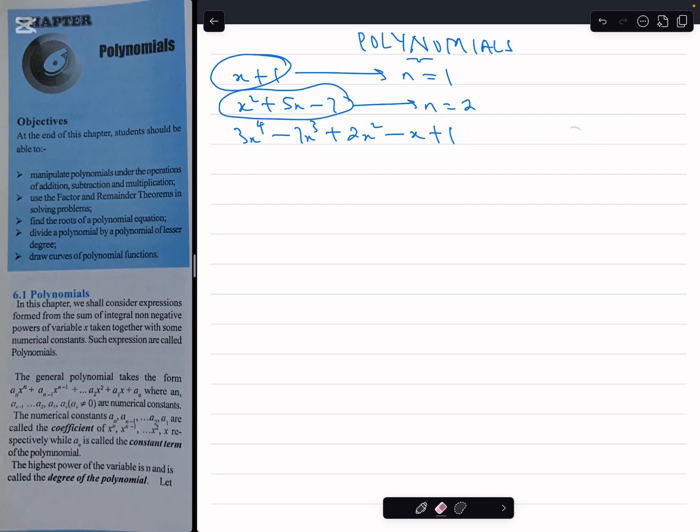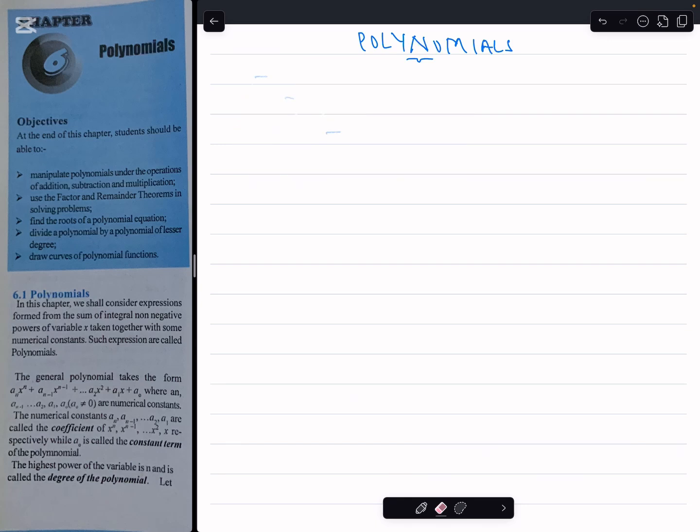A quadratic expression is a polynomial of degree 2. A cubic expression is a polynomial of degree 3. And a linear expression is a polynomial of degree 1. And we can say a constant, if I just write 4, is a polynomial of degree 0.